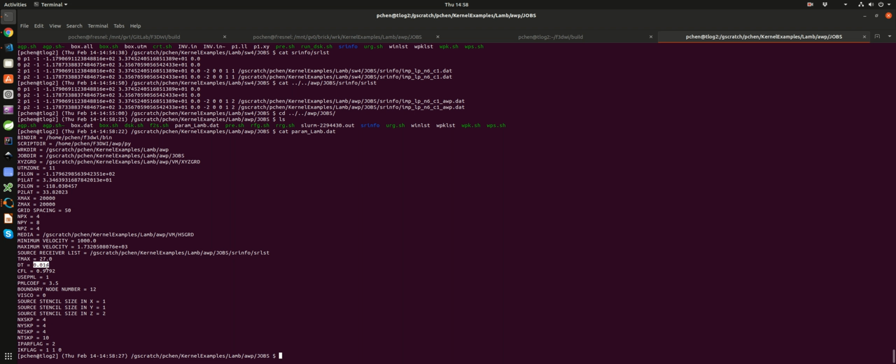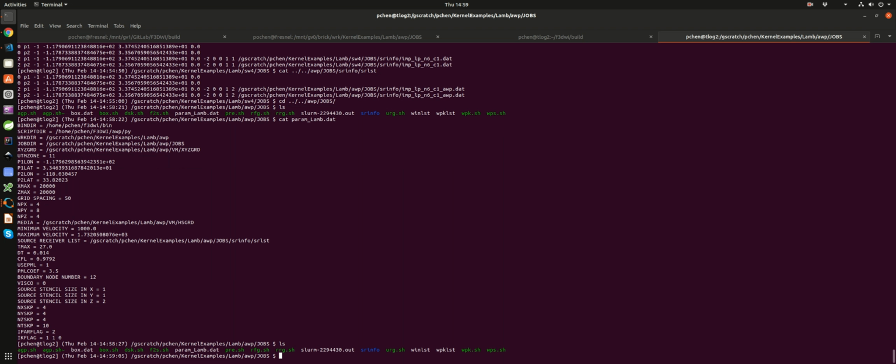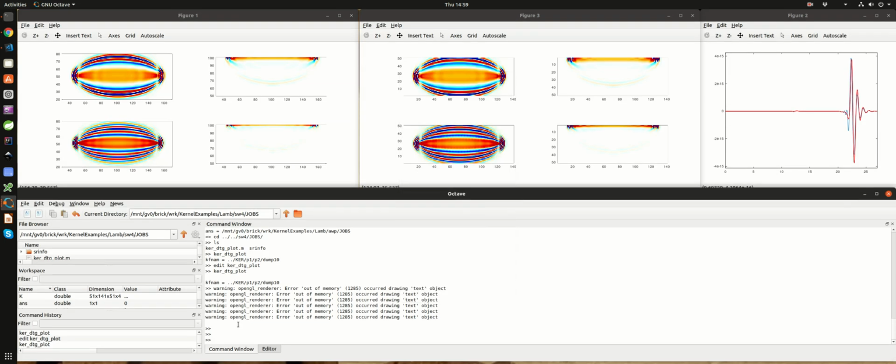dt is slightly smaller than the dt that's computed by sw4. And then the decimation for AWP is 10, right? And all the shell scripts and all the commands that are needed to run the entire experiment are documented inside of this jobs directory. Yeah, that's the Lamb experiment.